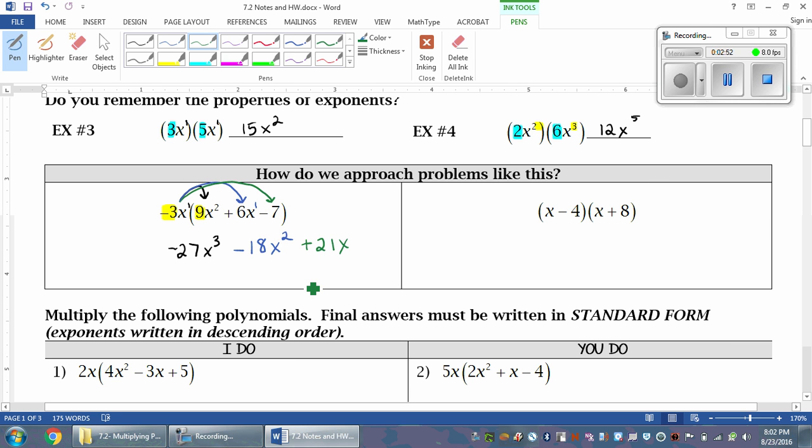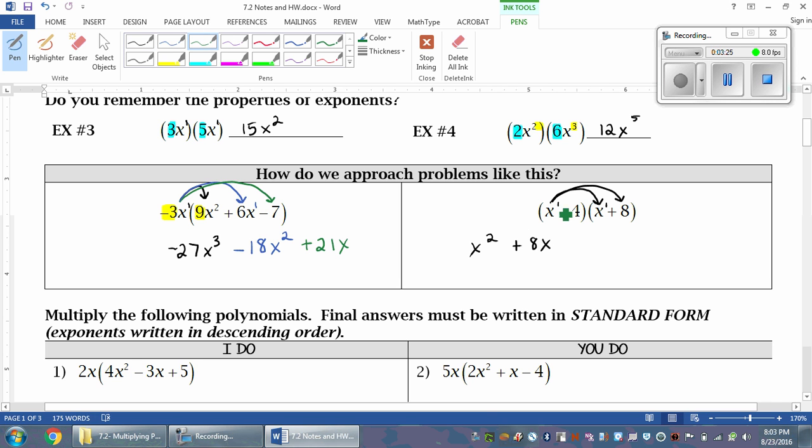Okay, so we're going to be working on problems like this today, as well as the right box. I like to call these problems double distributive properties. The first thing I'm going to do is distribute the x to everything in the second set of parentheses. So x times x, remember it's x to the first times x to the first. So keep the x the same, and I add the exponents. 1 plus 1 is 2. So x times x is x squared. Then I'm going to distribute the x to positive 8. x times 8 is just 8x.